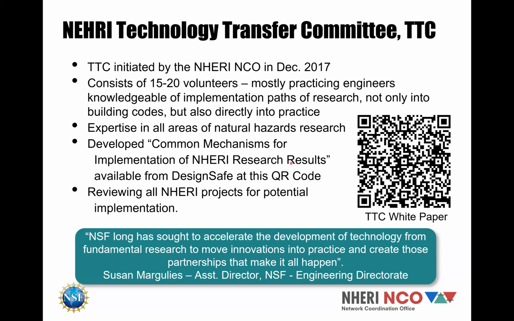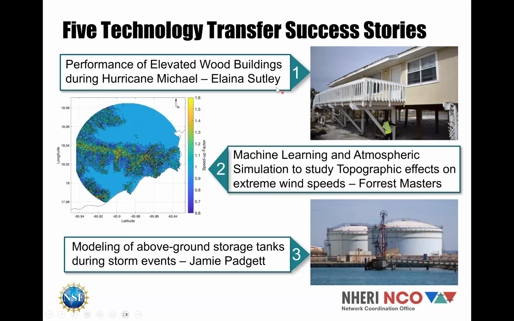All right, so TTC, I will actually mention the TTC a little bit later as well. So we include in the design, in the science plan, 5 successful research projects that went into building code implementation. So Elena Sutley realized that we elevate homes for surge, for coastal design, but we don't have wind pressure calculations for the soffit of that slab, of that floor. We've never looked at that before.